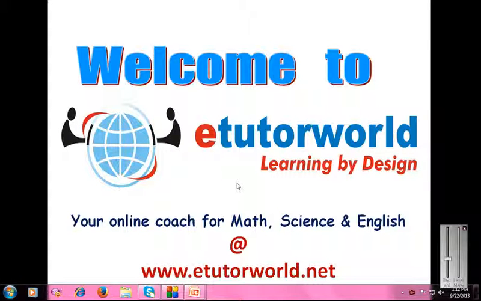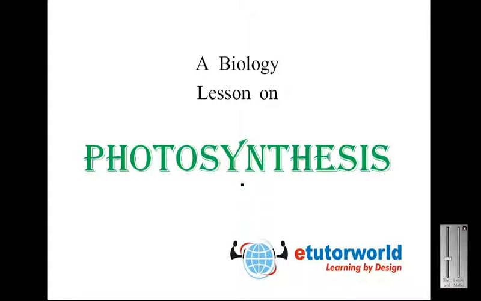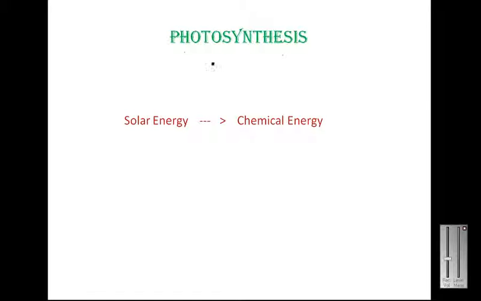We are here to learn a topic in biology, that is photosynthesis. Photosynthesis is a process by which the plants convert light energy into chemical energy. We can also say that the conversion of sunlight to usable form of energy takes place in this process.